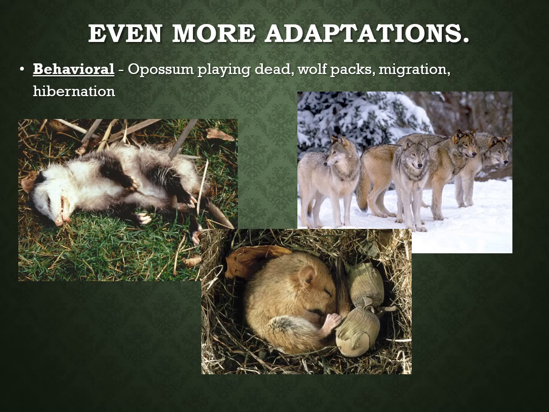So another type of adaptation is a behavioral adaptation. So some examples are possums playing dead in order to not be bothered by predators. Wolf packs are going to be more able to find and hunt for food as a pack. Migration of animals is a behavioral adaptation. It allows animals to find food when there's no longer food in, say, a habitat where it's winter.